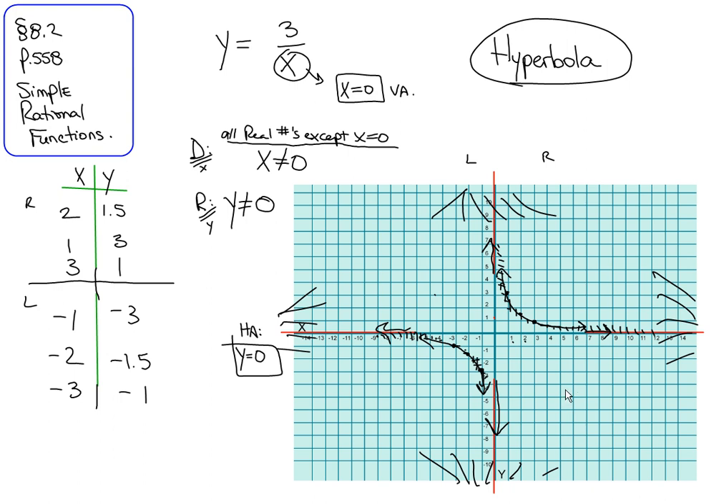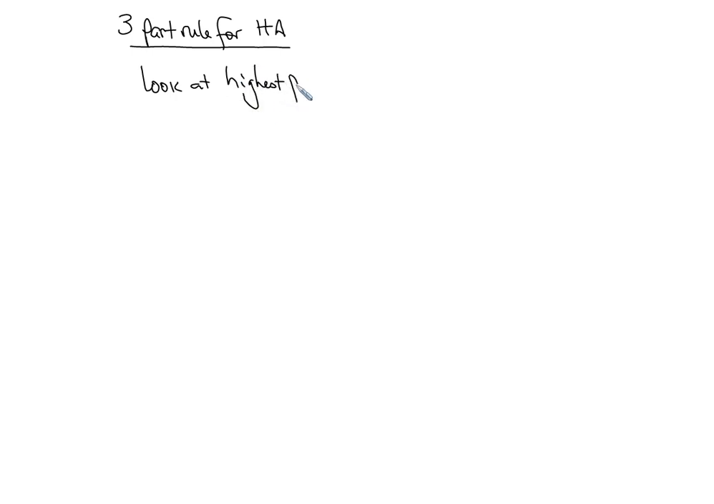All right, can we take a look at the horizontal asymptote rule? I told you that the horizontal asymptote is y equals 0. Let me show you where I got that, because it's not magic, guys. There is a 3-part rule for horizontal asymptotes. What you do is you look at the highest power in the function. There are 3 different possibilities as to where that highest power can be. I'm talking about the highest power of x in the function.